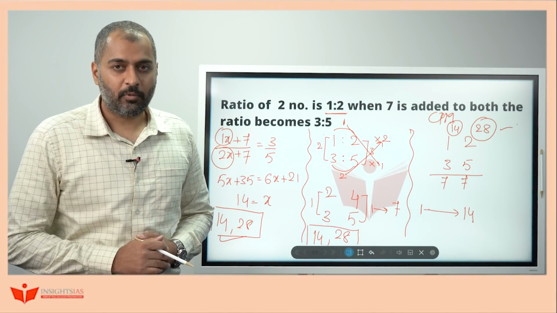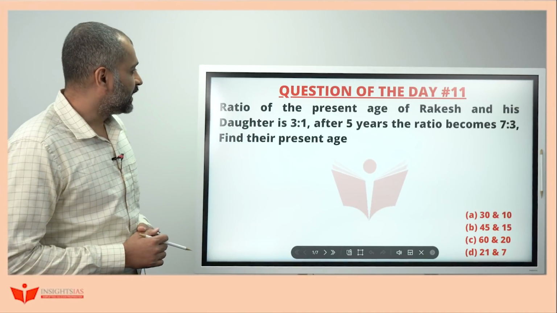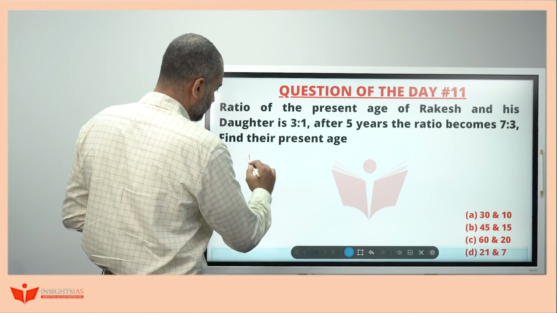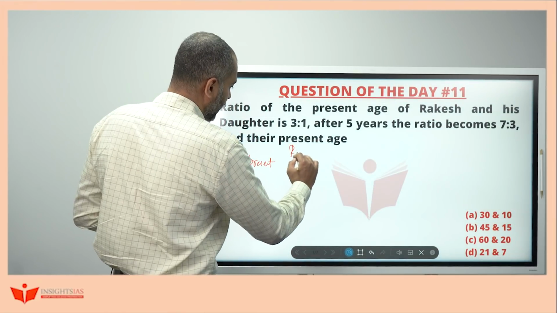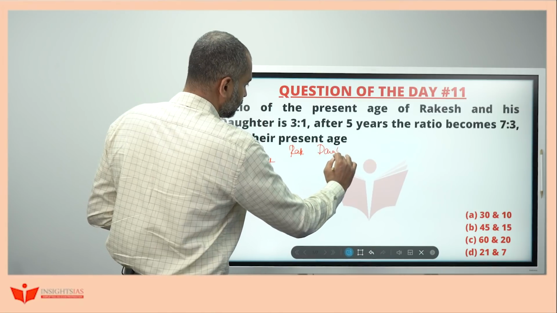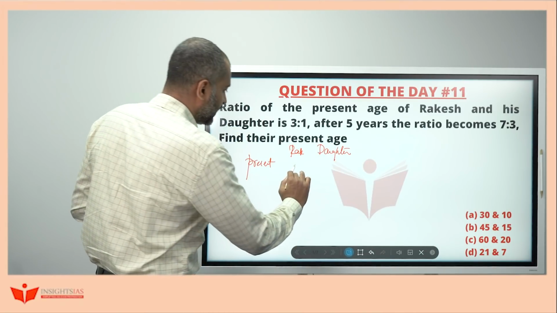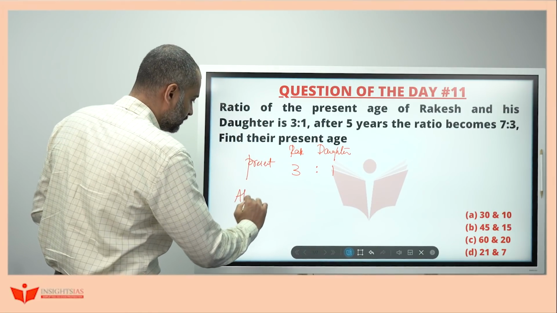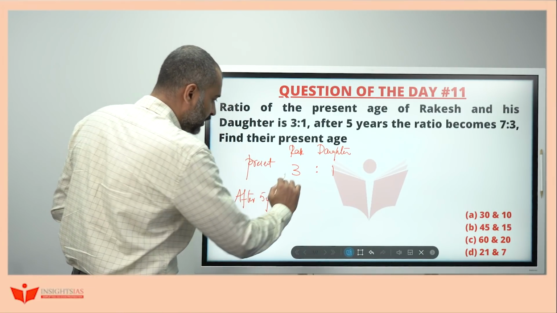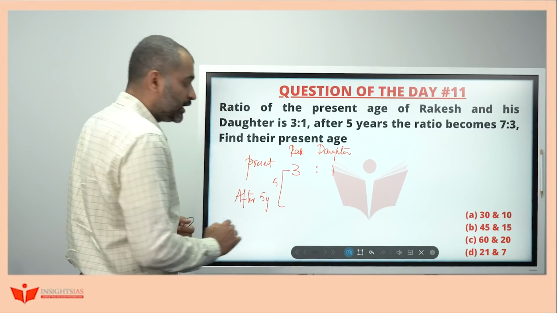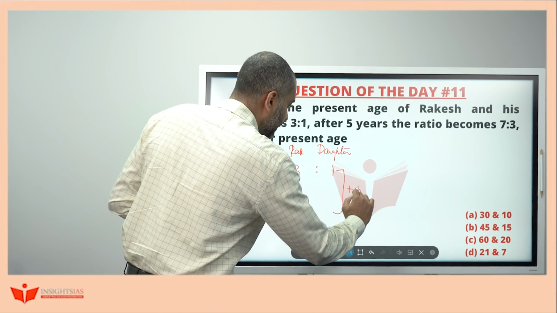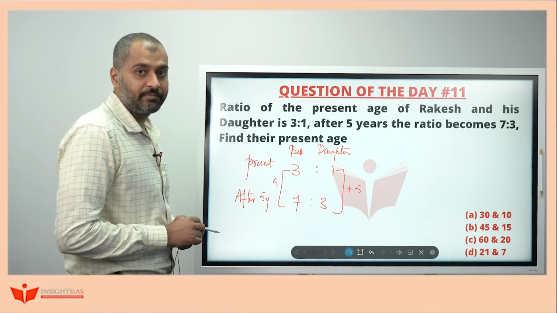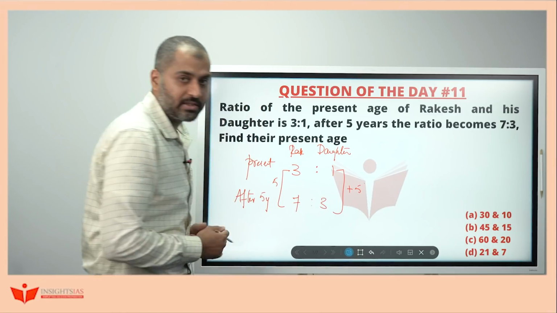Now, we'll go back to the question of the day. The ratio of the ages of Rakesh and his daughter is 3:1. After 5 years means you have to add 5 here, isn't it? Daughter also gets added with 5. Then the ratio becomes what? 7:3. See, here it is 4 parts, here it is 2 parts, isn't it?